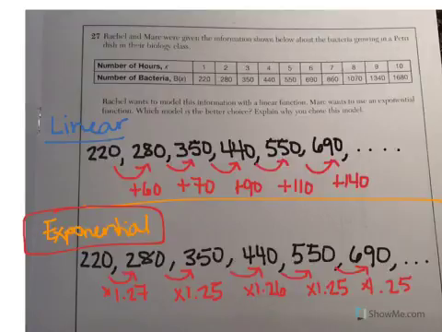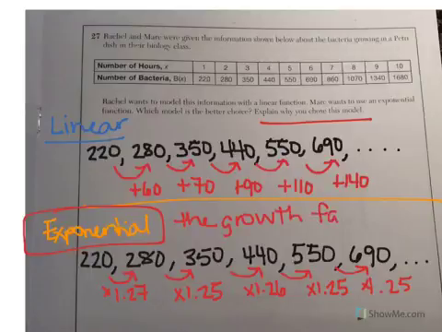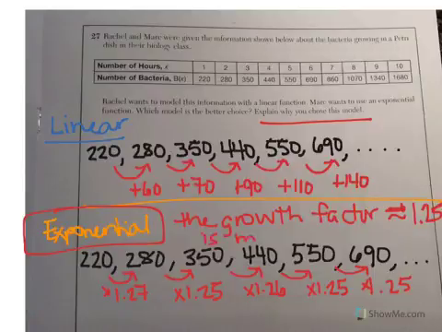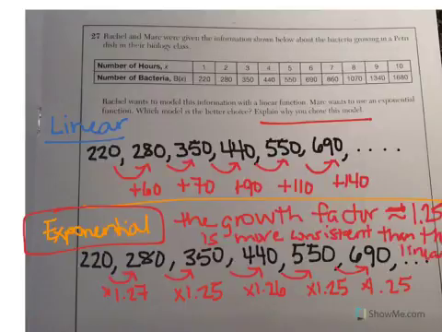Okay, so when it says explain why you chose this model, you're going to have to say exponential because the growth factor, which is the 1.25, I'm going to do this squiggly because it's not exactly 1.25, but it's about 1.25, is more consistent than the linear function, because the linear function is adding a different number each time, okay? So because the growth factor is roughly 1.25, we have a growth factor.